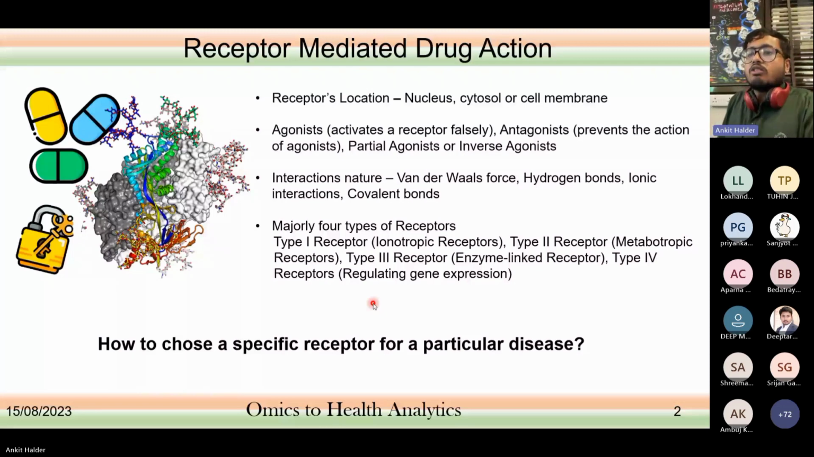Now the question is how to choose a specific receptor, how to choose a specific target molecule.